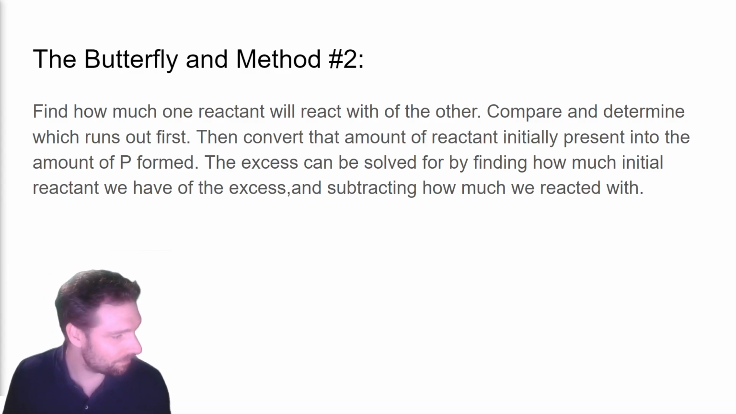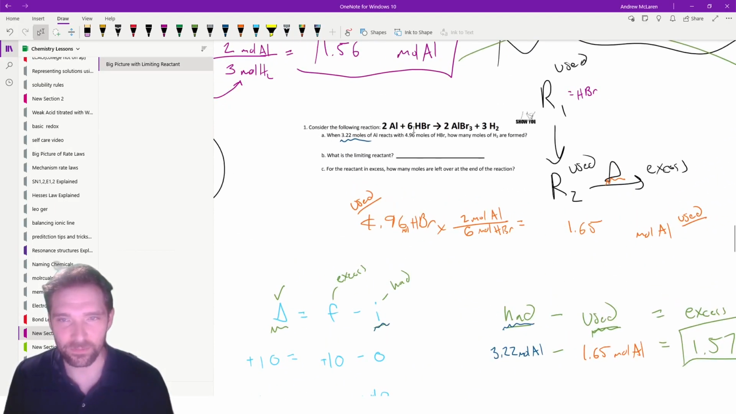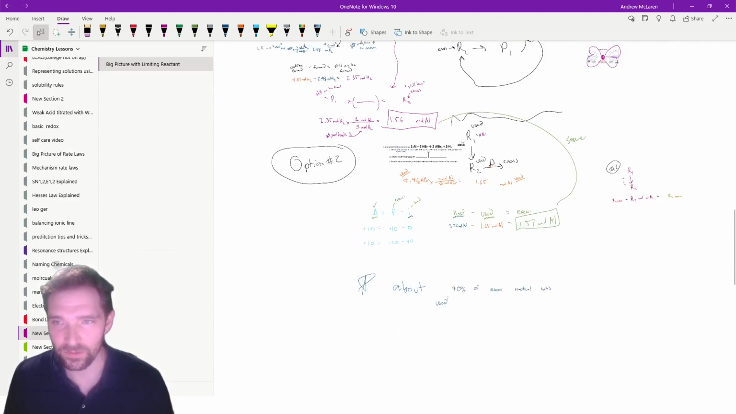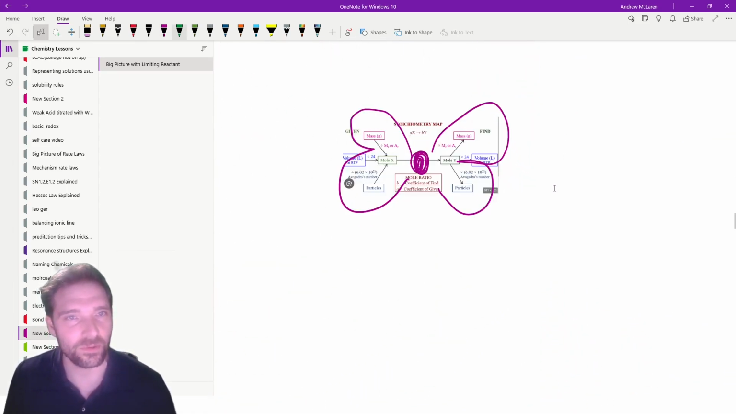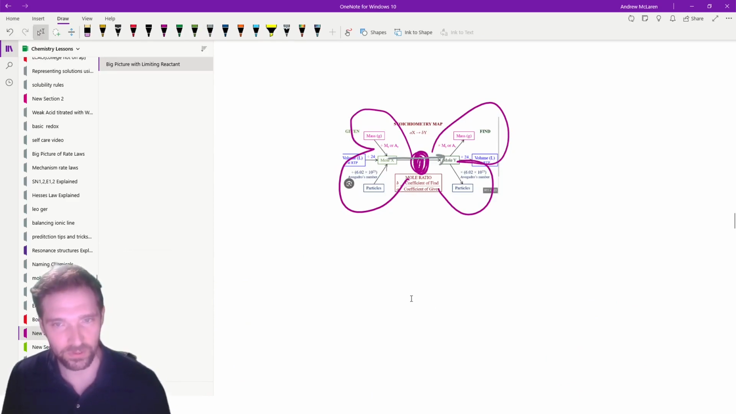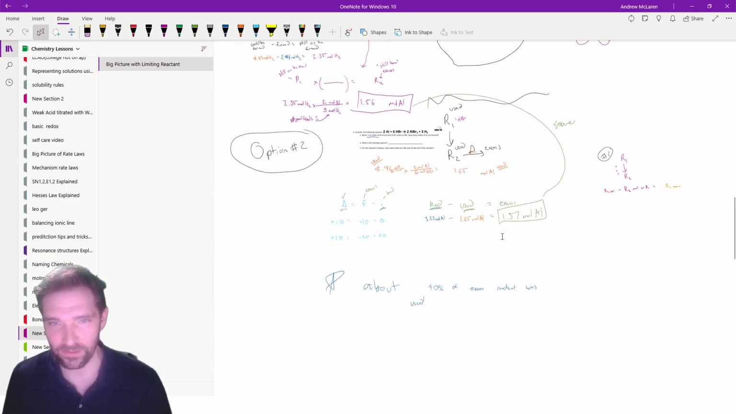So it's a bit weird for me doing it this way, because I usually do option one. But you can see for this problem, they've given you moles. So you're just going from moles to moles. So if you're looking at your butterfly here, we're just going from here to there, but we're doing so with two different possible reactants and comparing which one runs out first.